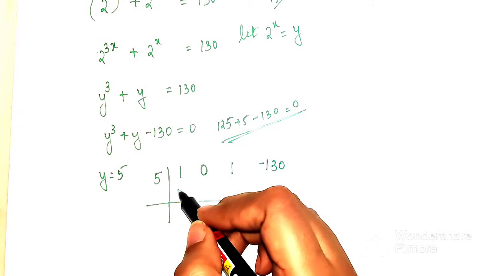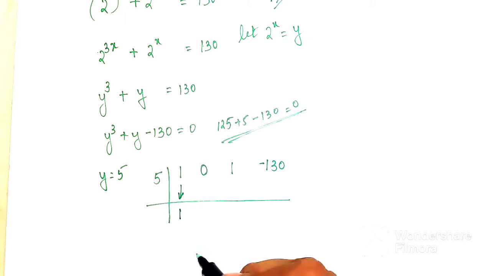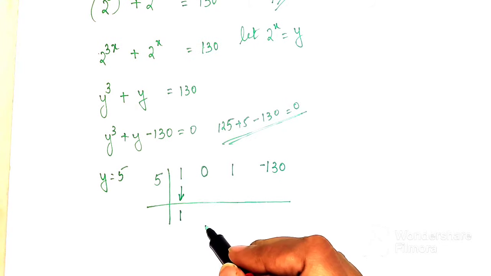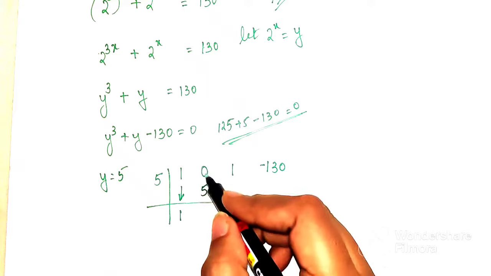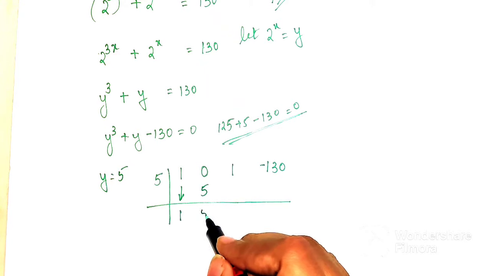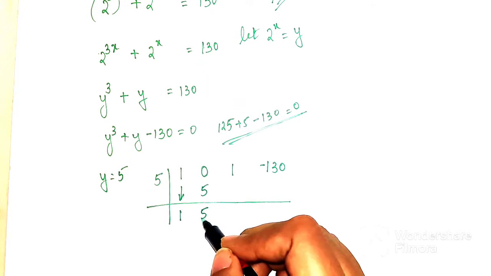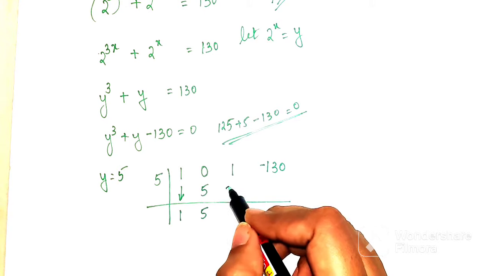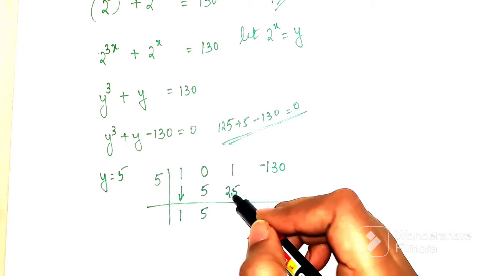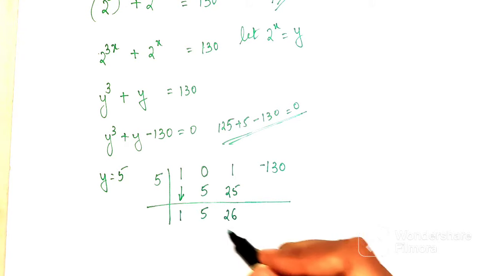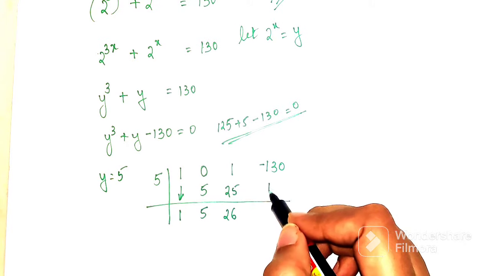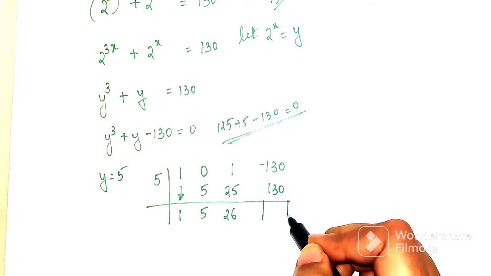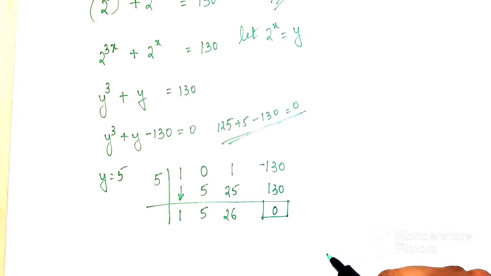The first thing we'll do is take this 1 as it is, then we'll multiply 5 with 1, we'll get what? 5. So 0 plus 5 we'll add, so we'll get 5. So 5 into 5 is getting how much? 25. Now add 1 plus 25, you're getting 26. 26 into 5 is what? 130. And minus 130 plus 130 gets you 0.